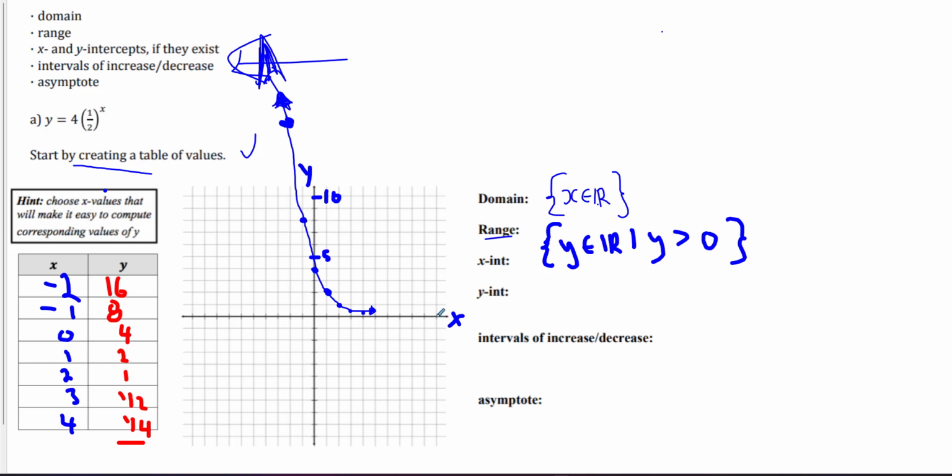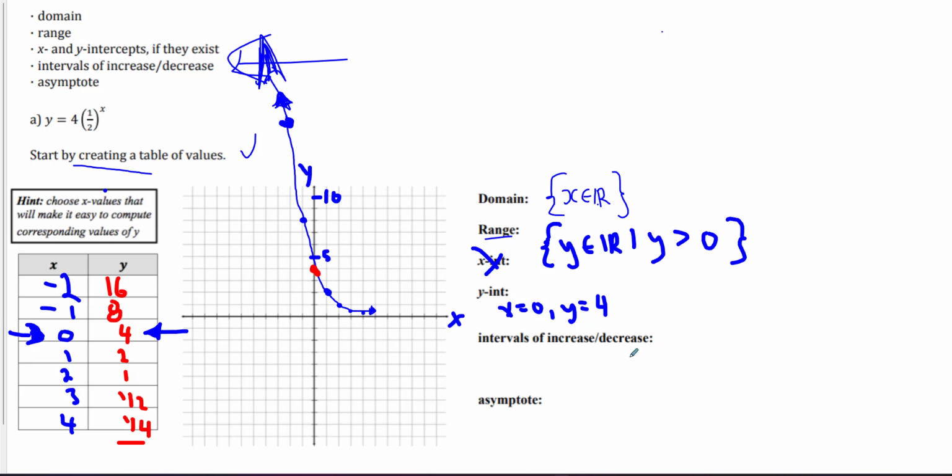What is my x-intercept? My x-intercept is none. There is no x-intercept, because the graph doesn't actually touch the x-axis. What is my y-intercept? My y-intercept is this value here, and that is when my x value is 0. So when x is equal to 0, y is equal to what? We have the table of values to help us here. We did the math. When x is 0, y is 4. So my y-intercept is 4.